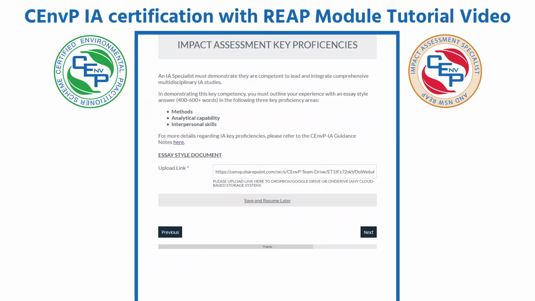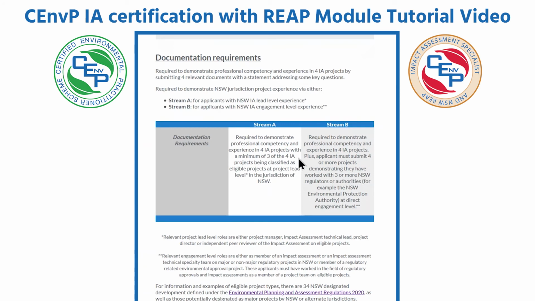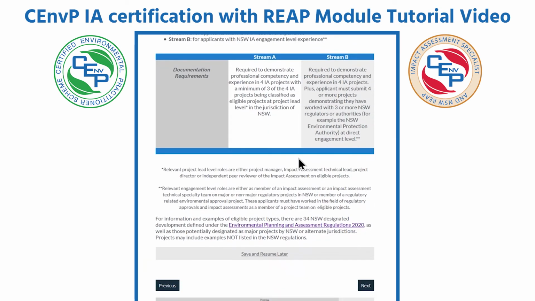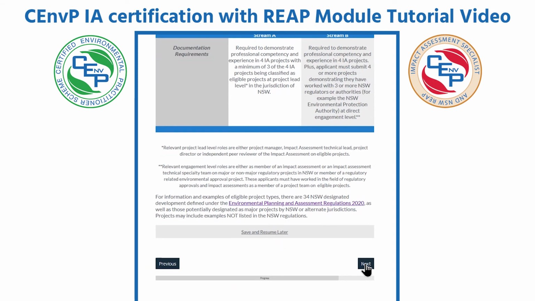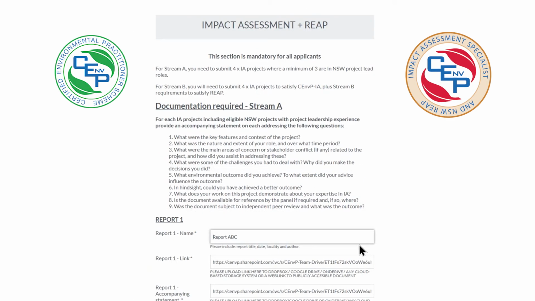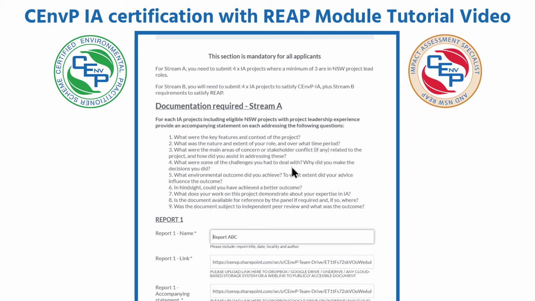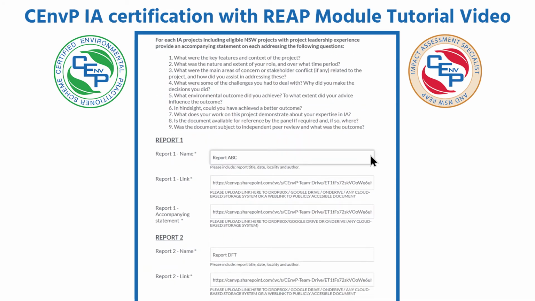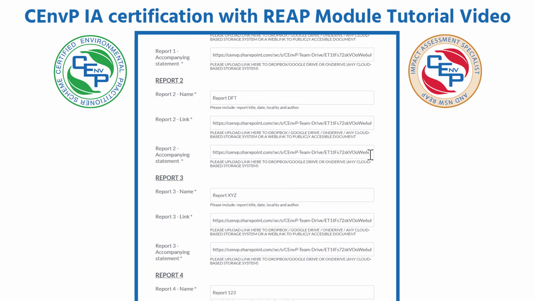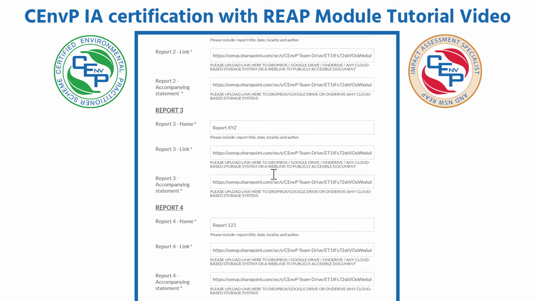To support your application form, you need to provide 4 documents covering a minimum of 3 years of active impact assessment practice. Any additional requirements depend whether you are applying via Stream A or Stream B of the REAP module. If you have impact assessment leadership experience in New South Wales and are applying via Stream A, 3 of your projects must be at a lead level in the jurisdiction of New South Wales. For all 4 impact assessment projects, including the eligible New South Wales projects, you must provide an accompanying statement addressing 9 specific questions.